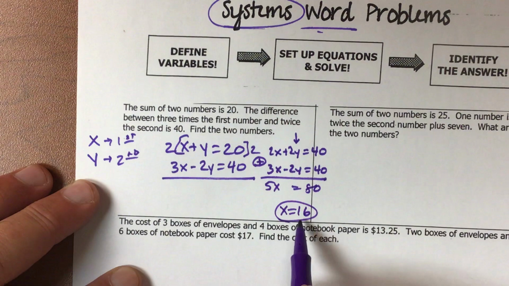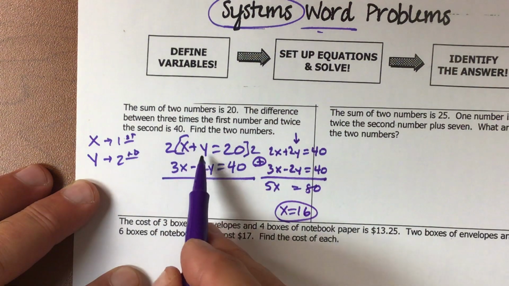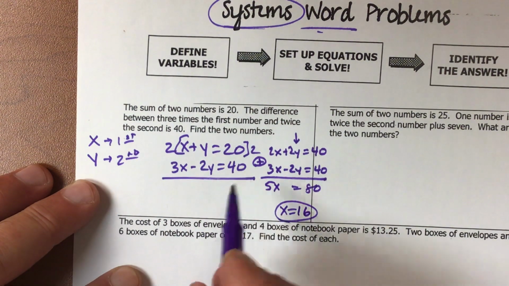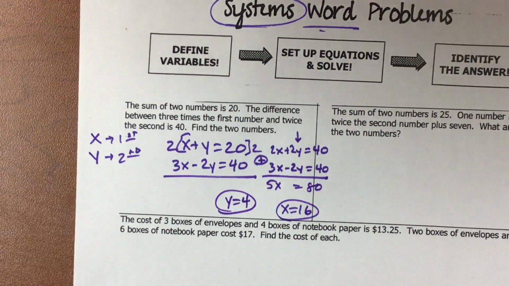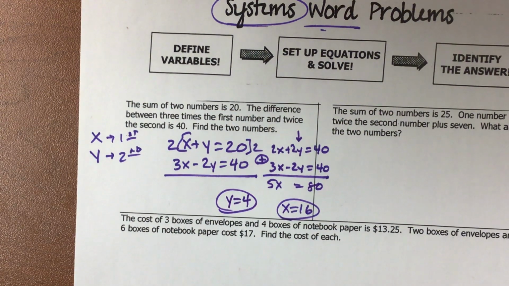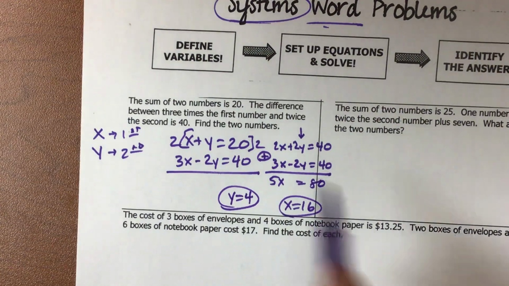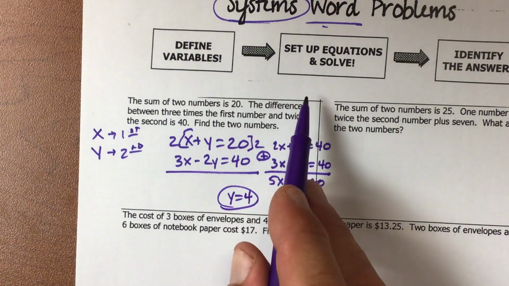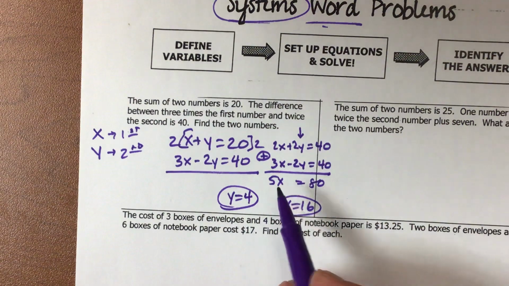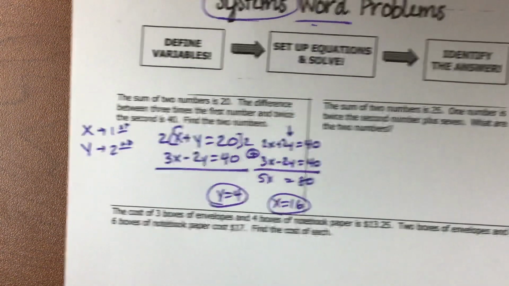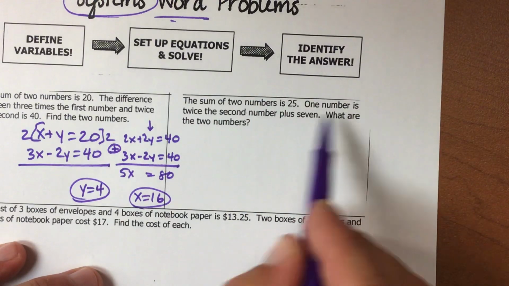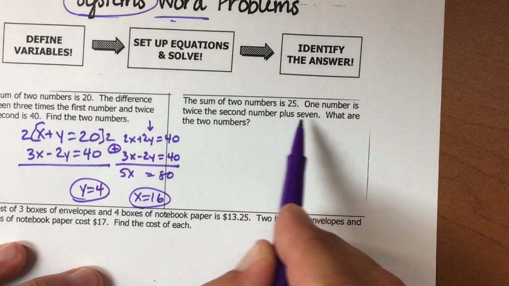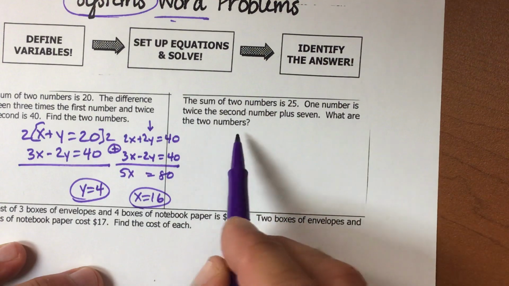So since x is 16, what do we add to 16 to get to 20? We would add 4. So there's our two numbers, 16 and 4. All right, so again, define the variables, set up the equation, solve, answer the question. Let's try another one. The sum of two numbers is 25. One number is twice the second number plus 7. What are the two numbers?